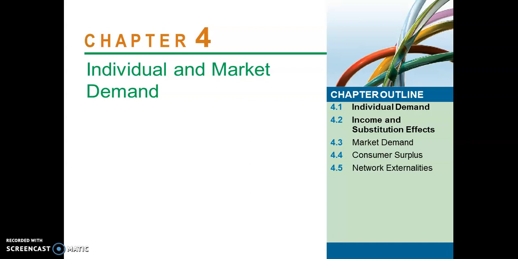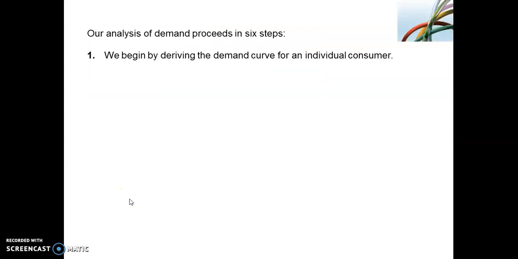Following on from chapter 3 on consumer behavior, we can now analyze our demand for a good. These are the two sections which we will be covering this week: individual demand and income and substitution effects. Our analysis of demand can continue in the following 6 steps. Each step represents what is covered in the sections of the chapter.